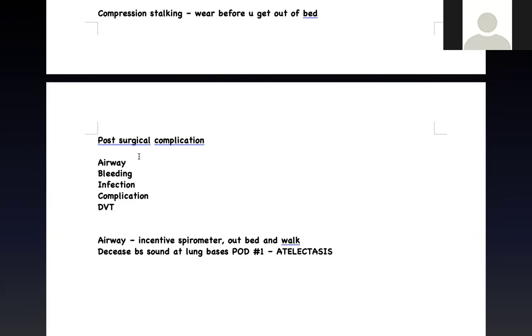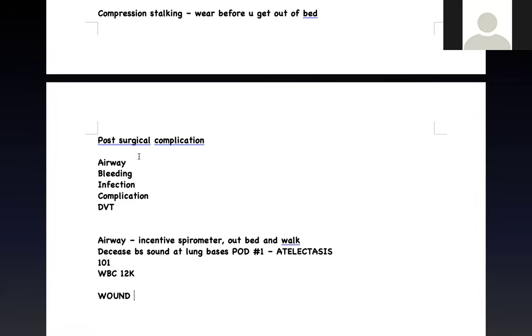They may have a low-grade fever, 101. It's okay. Don't worry about it. Their white count may be 11 or 12,000. It's okay. Don't worry about it. It's all normal post-op, right? But after post-op day one, yeah, you've got to worry.